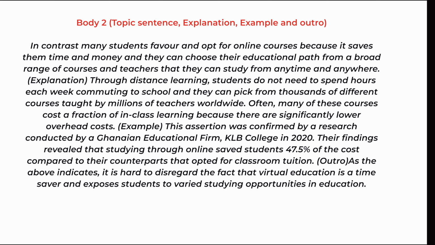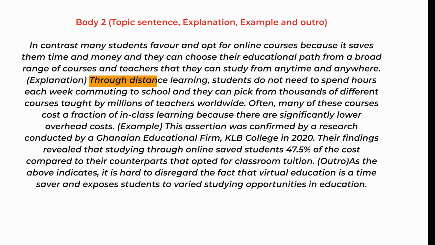Now let's continue. In contrast, many students favor and opt for online courses because it saves time and money, and they can choose their educational path from a broad range of courses and teachers, and they can study anytime or anywhere. Now, this is my topic sentence. My topic sentence is trying to say that it is best for students to learn remotely because of the example that I gave. The next sentence should be an explanation of this topic sentence.